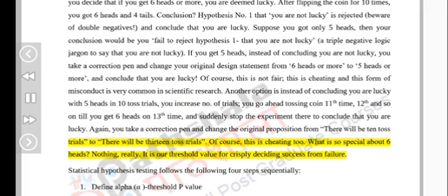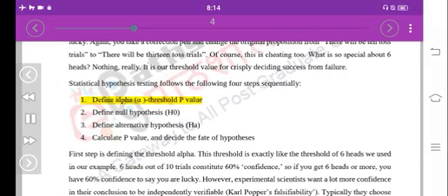What is so special about 6 heads? Nothing, really. It is our threshold value for crisply deciding success from failure. Statistical hypothesis testing follows the following 4 steps sequentially. 1. Define alpha threshold p-value. 2. Define null hypothesis H0. 3. Define alternative hypothesis HA. 4. Calculate p-value, and decide the fate of hypotheses.